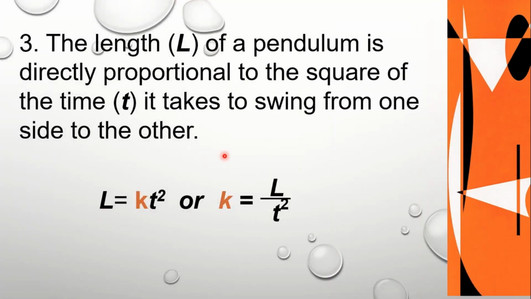3. The length of a pendulum is directly proportional to the square of the time it takes to swing from one side to the other. The two quantities given, L for the length of the pendulum, T for the time. So we write L is equal to k times T squared, or k is equal to L over T squared.